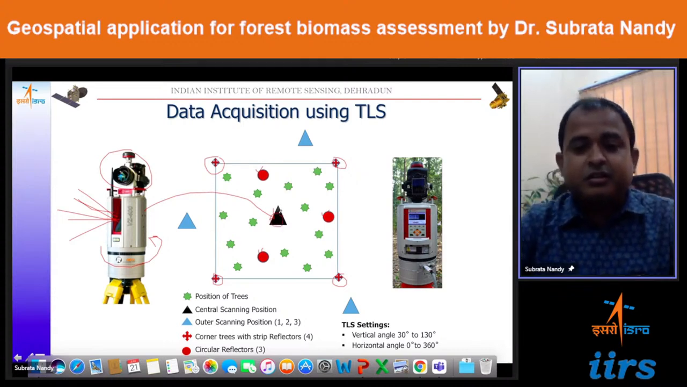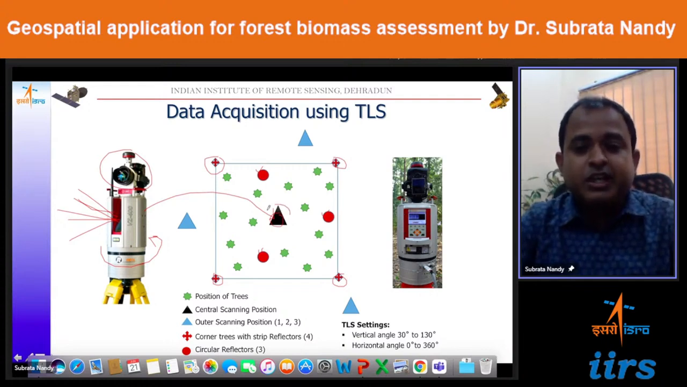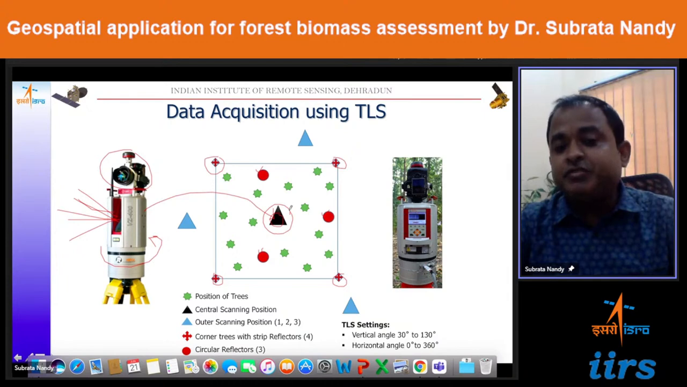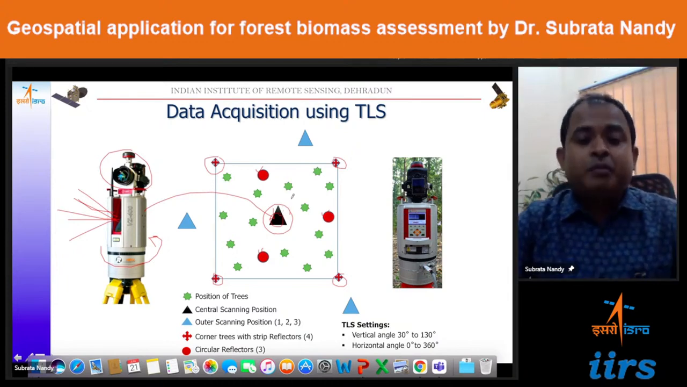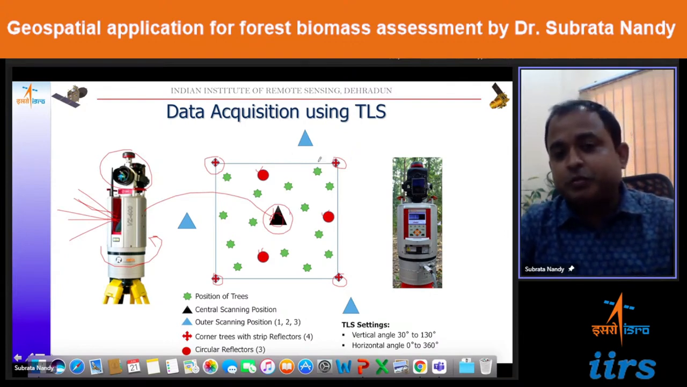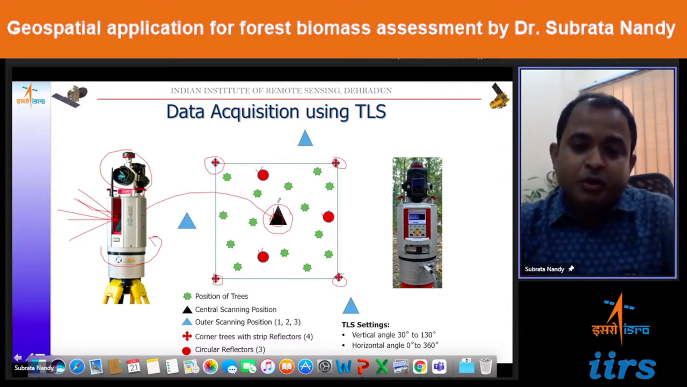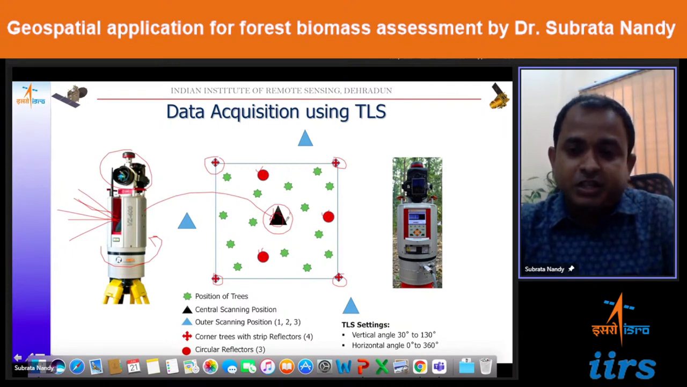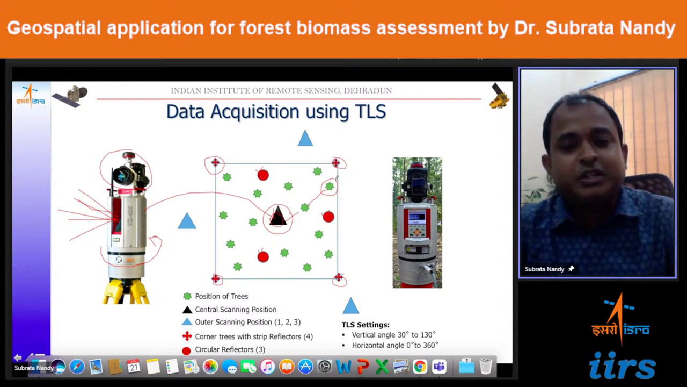Now, suppose we are scanning from the center. As I said, the horizontal angle here is 360 degrees, so we can get a whole scan of this area, and the range of this instrument is 600 meters, so we can scan outside as well. But our area of interest is only this, that's why we have put reflectors. But the problem is when we are scanning from, let's say, here, this tree is behind the front tree, so I won't be able to get any information about this tree. Similarly, it will happen with others also.